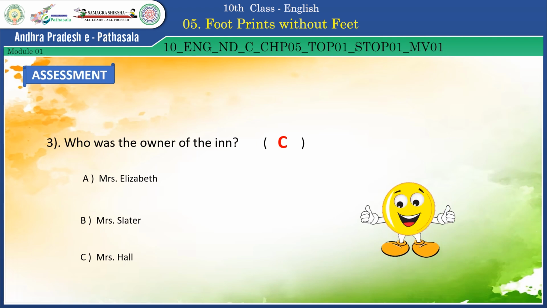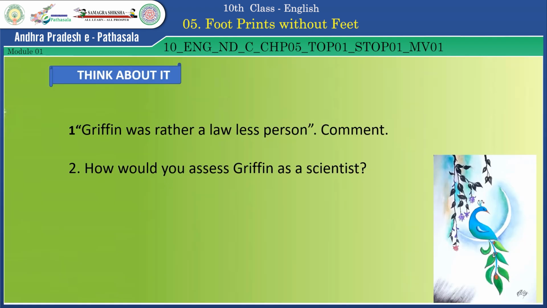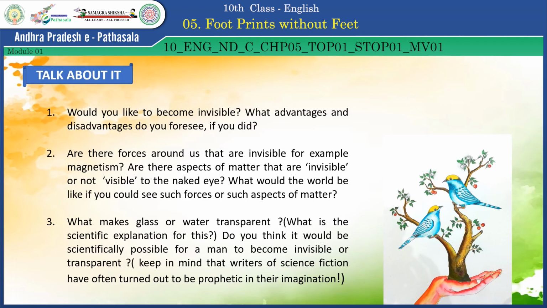Okay, children. Let us move on to think about it. Think about it. Griffin was rather a lawless person. Comment. How would you assess Griffin as a scientist? Let us move on to talk about it. Talk about it. Would you like to become invisible? What advantages and disadvantages do you foresee if you did?